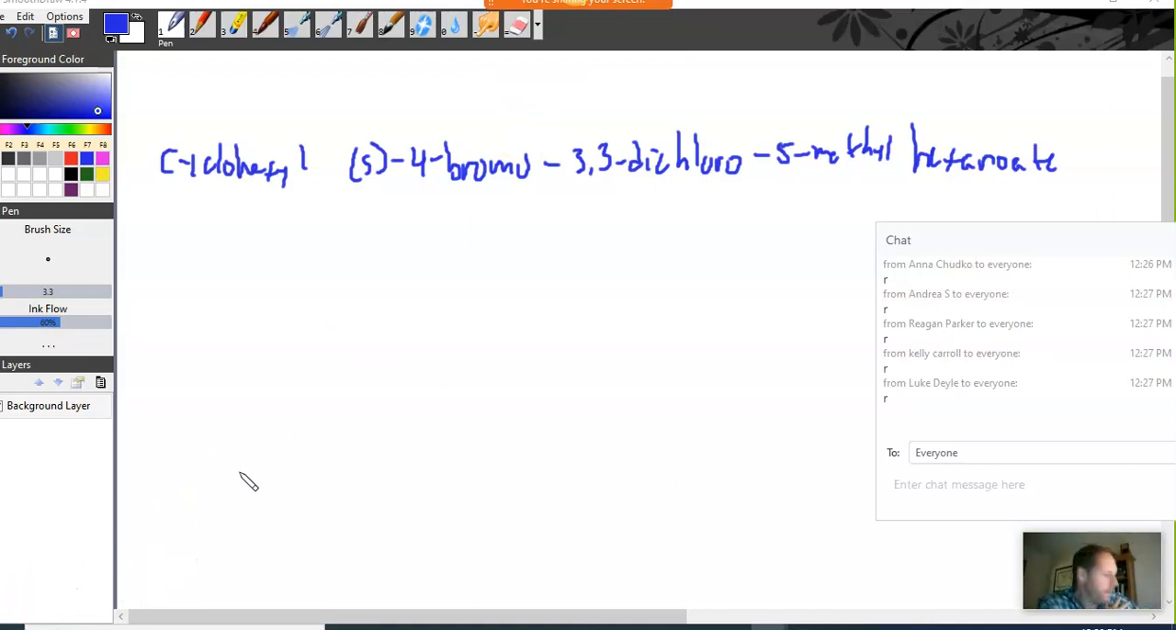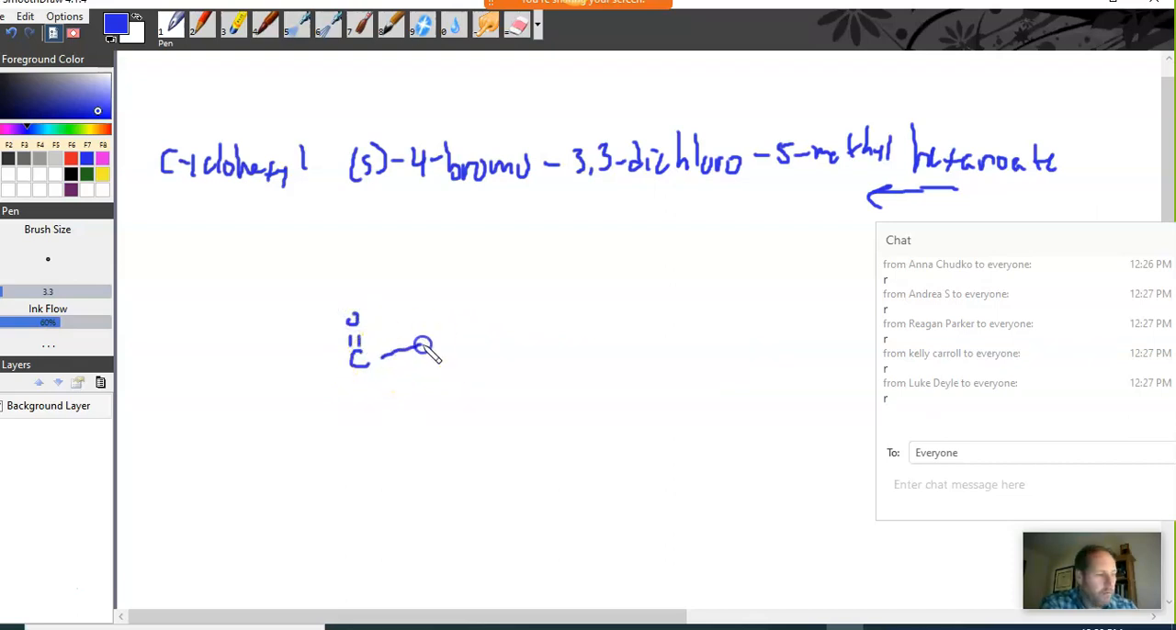All right, let's go over this. So how I like to do this is I kind of start here and work that way. It's kind of the best way to go from name to structure. So I have six carbons. So put that as the carbonyl right there.